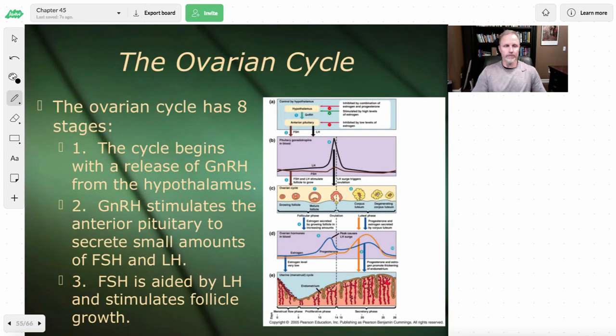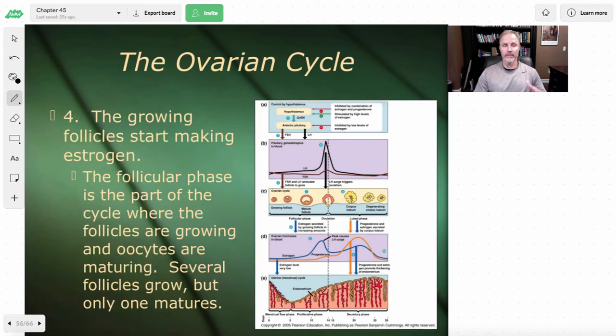And so there's really kind of 8 to 10 main stages that we can break this whole thing into. And of course, the first part begins with the release of gonadotropin releasing hormone from the hypothalamus. And then this stimulates the anterior pituitary to release FSH and LH. The FSH, and the LH really, are going to be responsible for the growth of the follicles, or the stimulation of the follicles, and then ultimately the release of the egg.